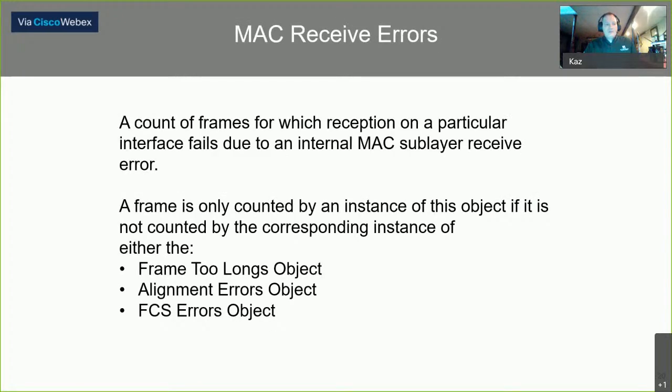And MAC receive errors. A lot of times you'll see this on the forced side of a duplex mismatch, where one side is forced and one is auto negotiate. We'll get into that as well. And again, this is where it's not counted in the alignment error, FCS error, or frame too long error. That's where you see a MAC receive error.